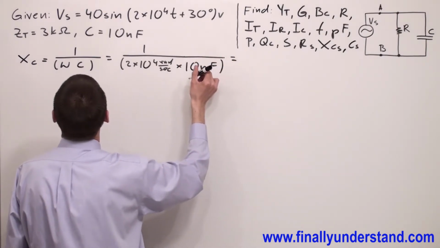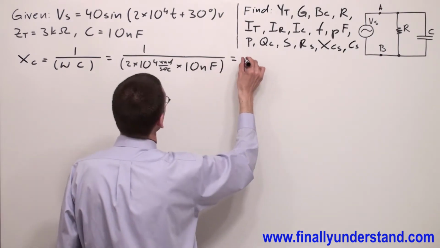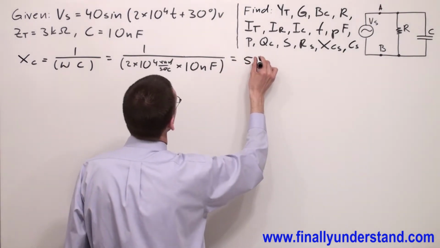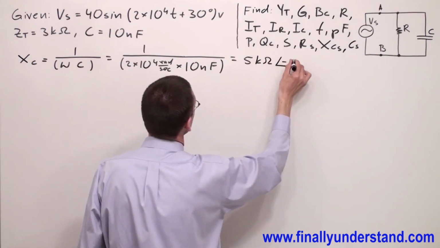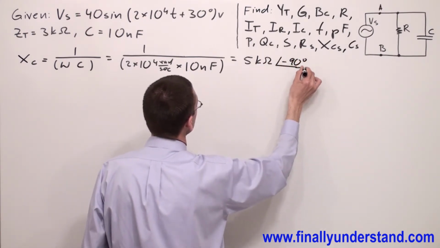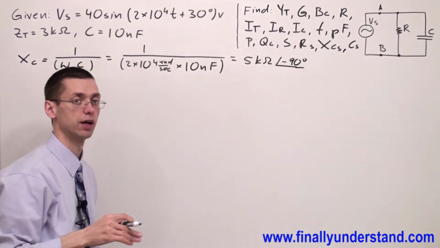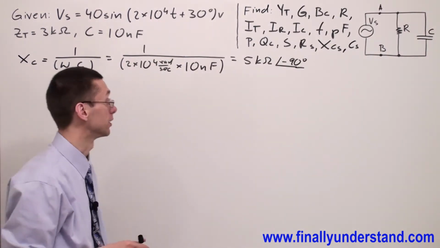So my X of C is equal to 5 kilo ohms, and angle of always negative 90 degrees. X of C goes always with angle of negative 90 degrees.